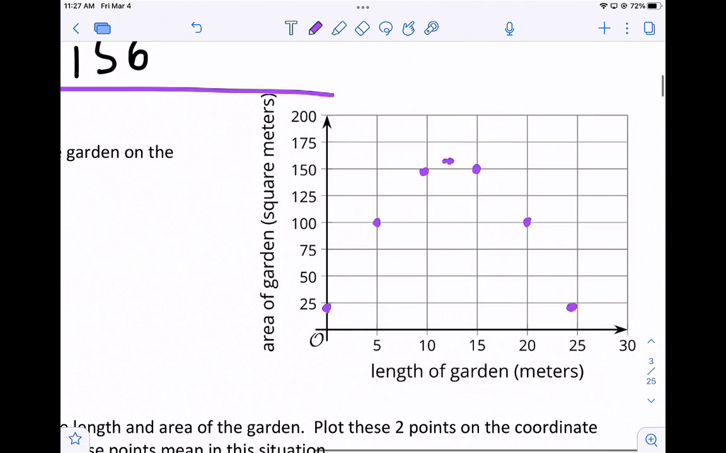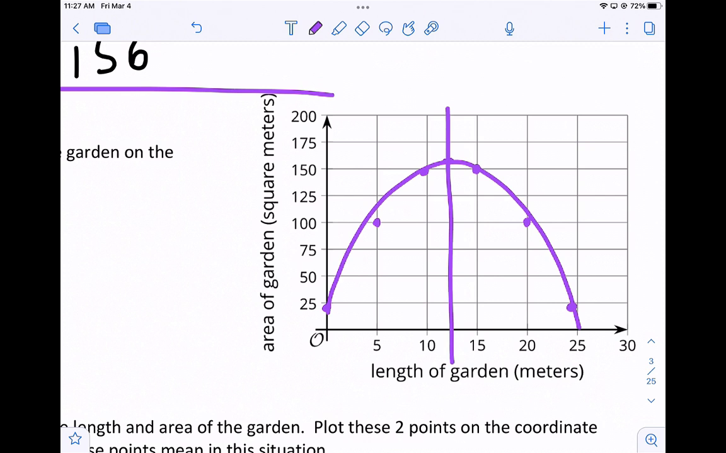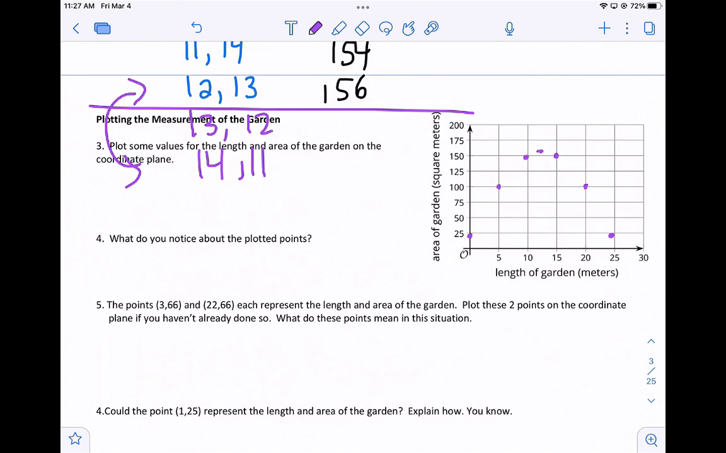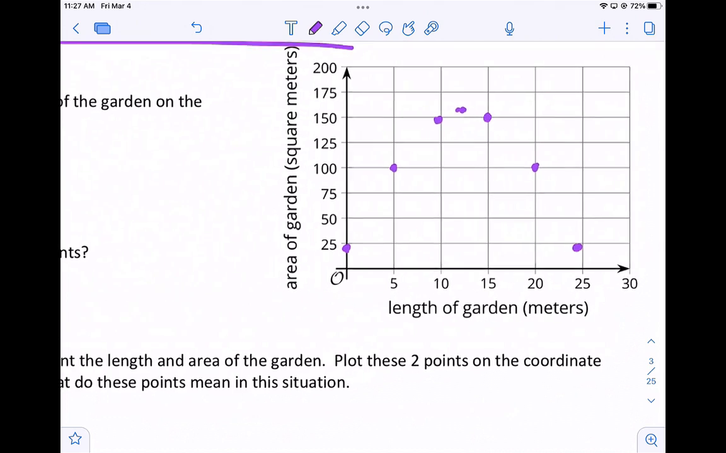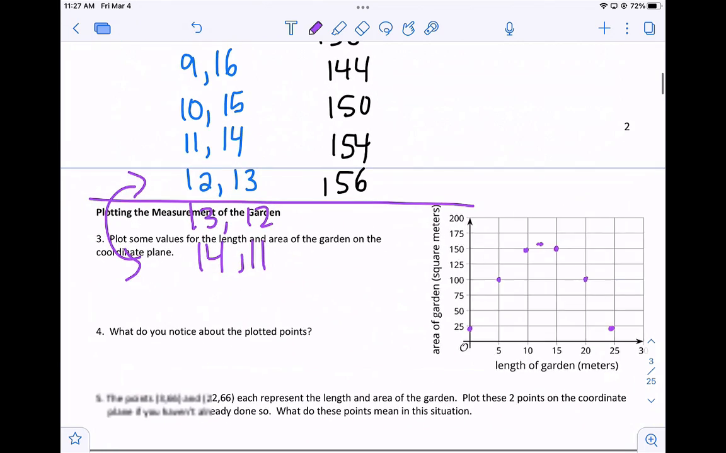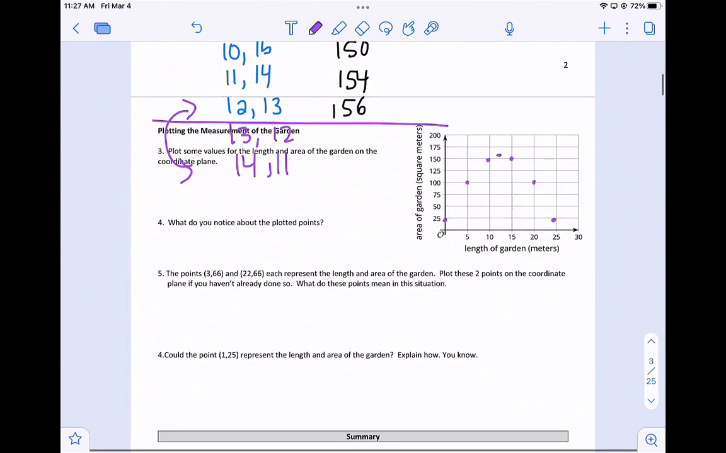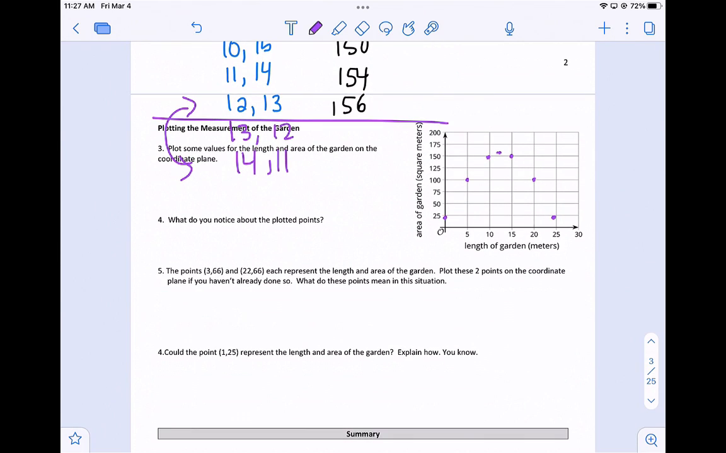So you can see what shape this takes, and you can also see that it's symmetric because it goes up and then it goes down. So this is the new pattern that we're looking at, and we're going to be studying this in depth this unit. So for number 4, what do you notice about the plotted points? We notice the shape it makes. We notice that it's symmetric, right, because it just flips like we talked about. So we'll ask each other in class, what did you notice?